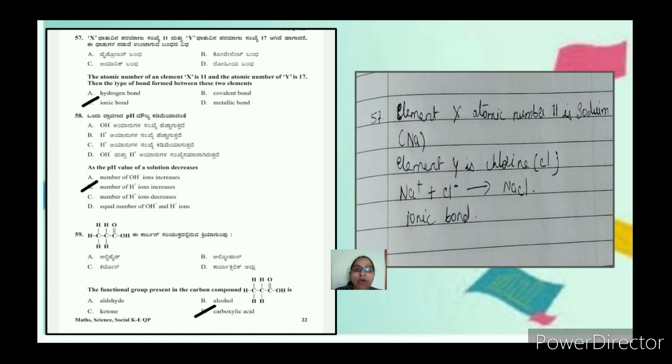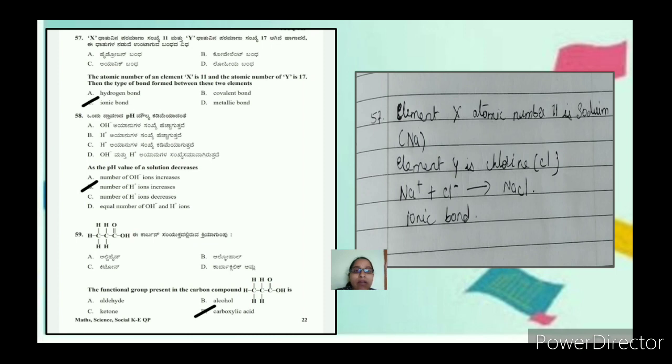Then the type of bond formed between these two elements, they have asked. So as per the symbols, we have got Na+ and Cl-. So they are going to give their electrons or take the electrons. So they form ionic bonds. So the answer is ionic bond.